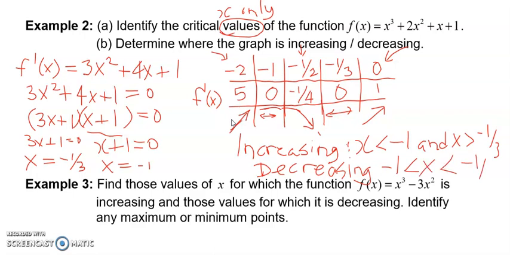That's where it's decreasing. Okay, I'll give you another example in video number 2.